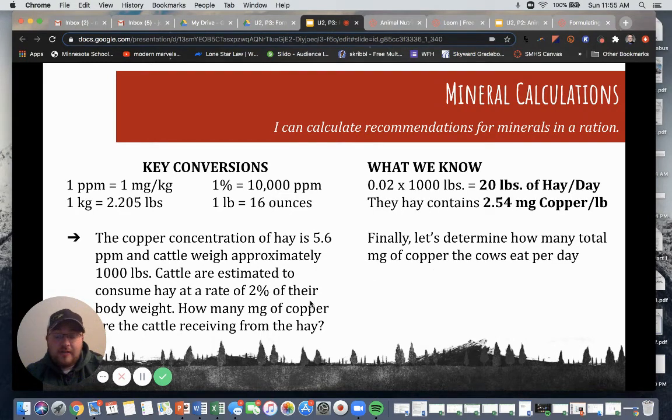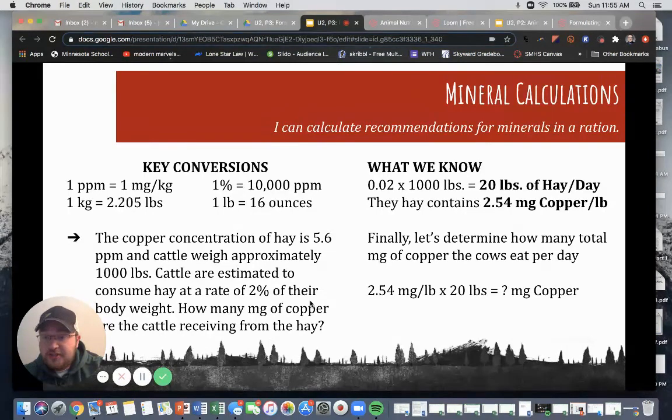So finally, our last step here, we're almost there, I promise, is determining how many total milligrams of copper the cow eats each day. Okay, we've determined how many pounds of hay it eats. We've determined the concentration, which is 2.54 milligrams of copper per pound. Now we just simply need to multiply it. So we take our 2.54 milligrams per pound concentration that we just determined by the 20 pounds of hay that it eats each day. And that gives us 50.8 milligrams of copper.